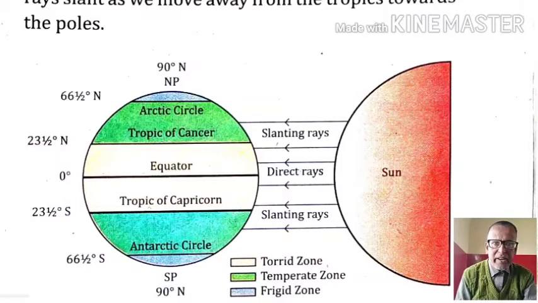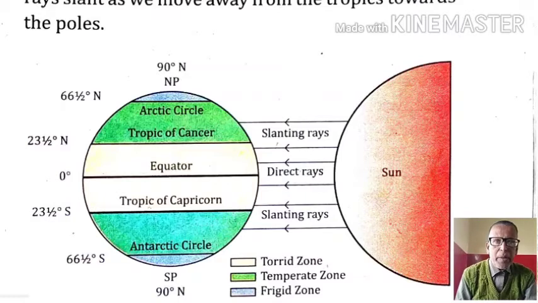So what is the extent of torrid zone? From 0 degree to 23 and a half degree north, and again from 0 degree to 23 and a half degree south, or taken together in both the hemispheres from 0 degree to 23 and a half degree. So it is all about torrid zone.